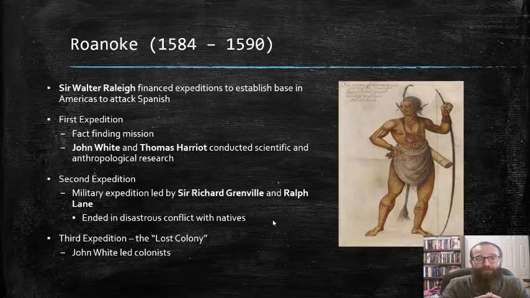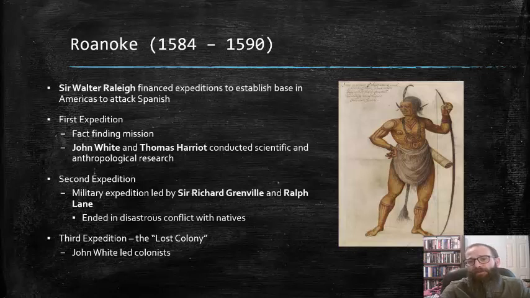Now, the first expedition was really a fact-finding mission. It was led by John White and Thomas Harriot, who conducted scientific and anthropological research. They really wanted to learn about the peoples of the area, the geography of the area, the plant and animal life found in the area, and if there was any gold or silver or anything like that to be found.